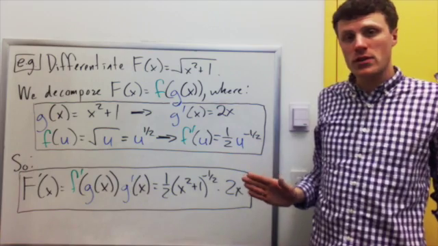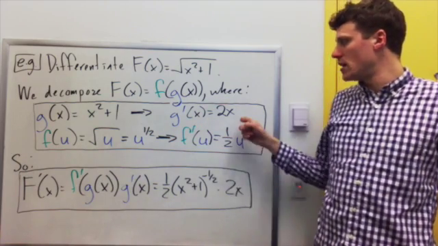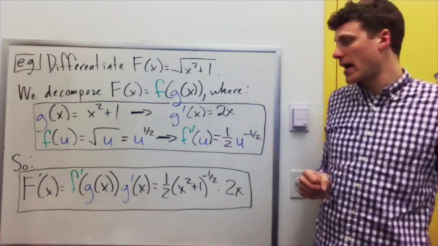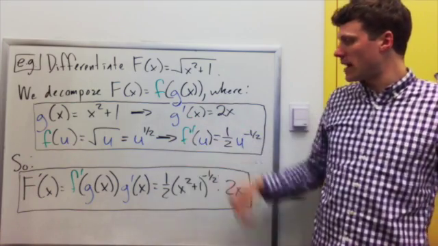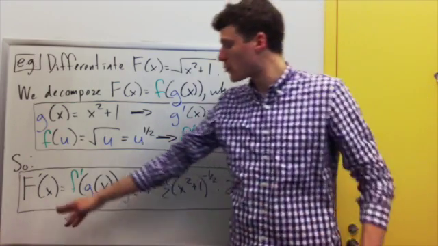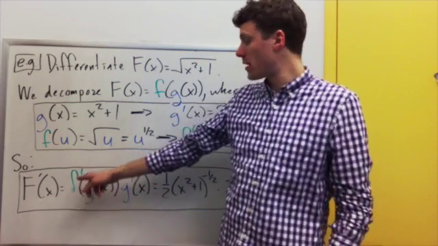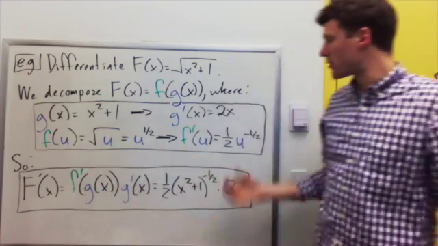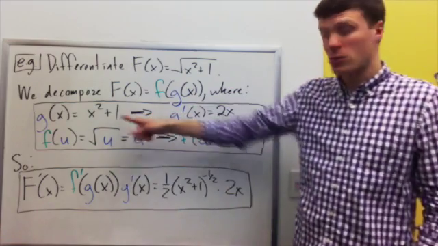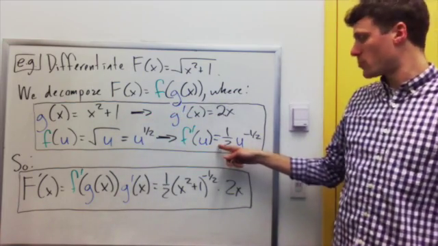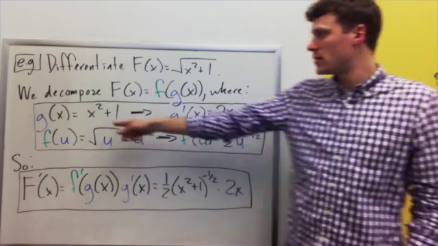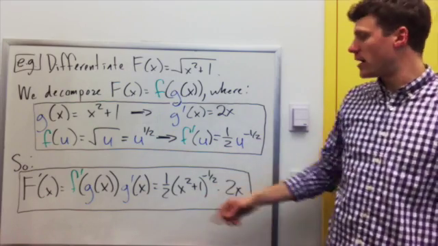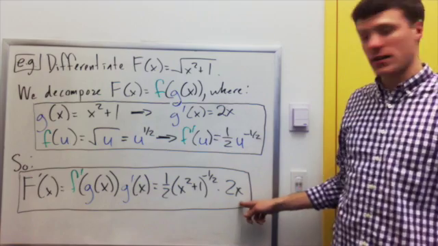Now I have to take the derivatives of each of these things. The derivative of g is just 2x. The derivative of f is 1/2 u to the minus 1/2. So now I have g prime and f prime, and I plug that into the chain rule. F prime of x, capital F prime of x, is f prime of g of x times g prime of x. So what is f prime of g of x? I plug g of x, which is x squared plus 1, into f prime. F prime is 1/2 of whatever to the minus 1/2. So since g of x is x squared plus 1, I get 1/2 of x squared plus 1 to the minus 1/2. Then I multiply by g prime, which is 2x, and I get this expression.